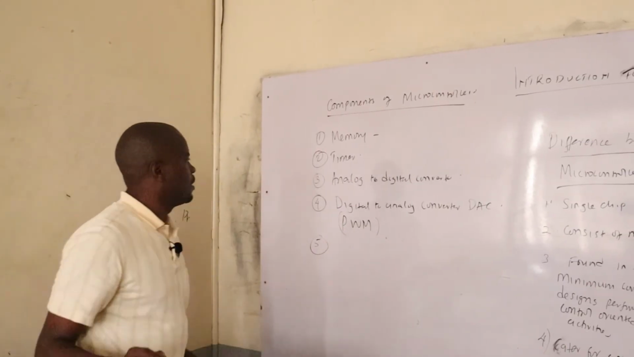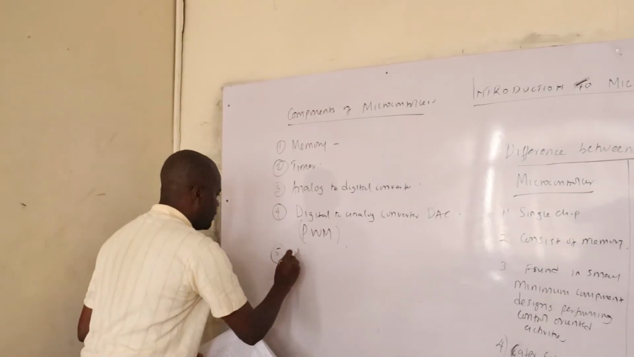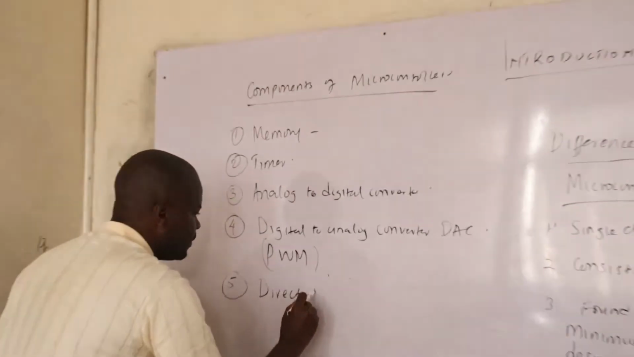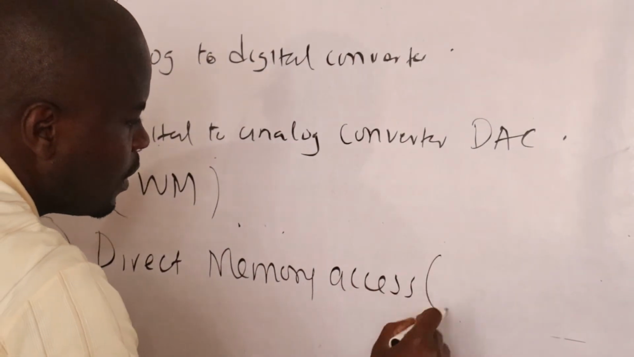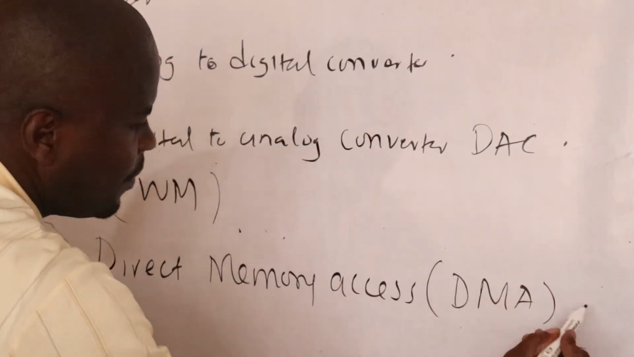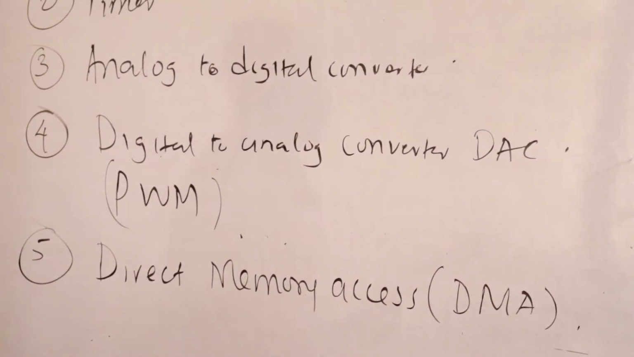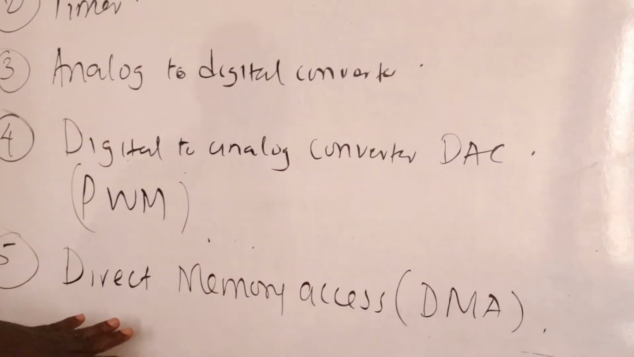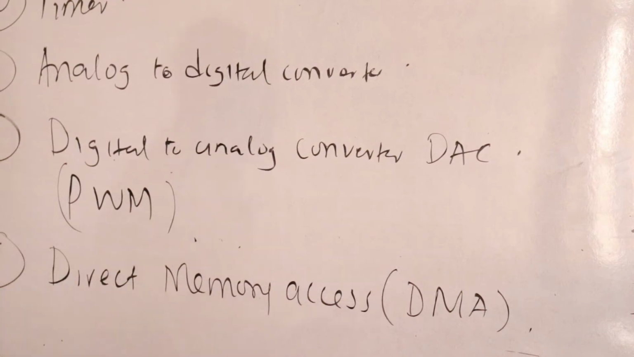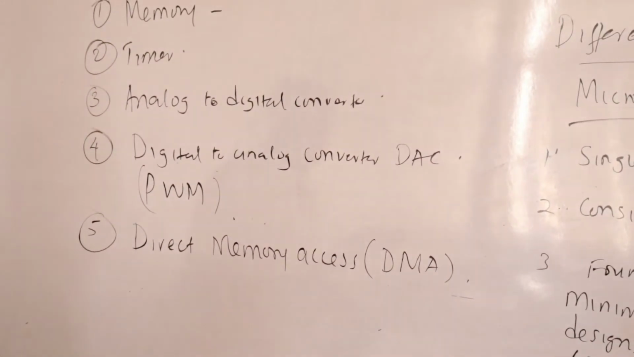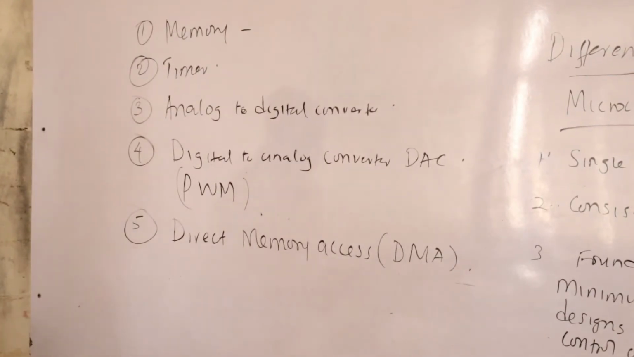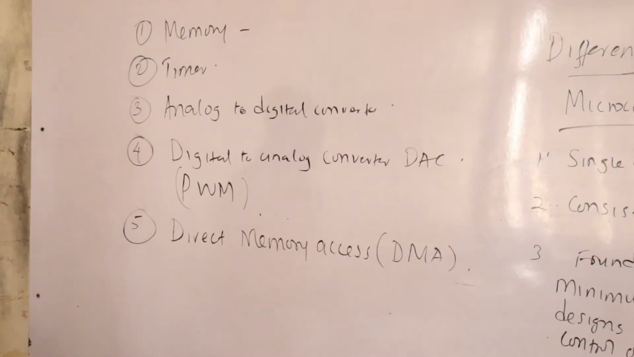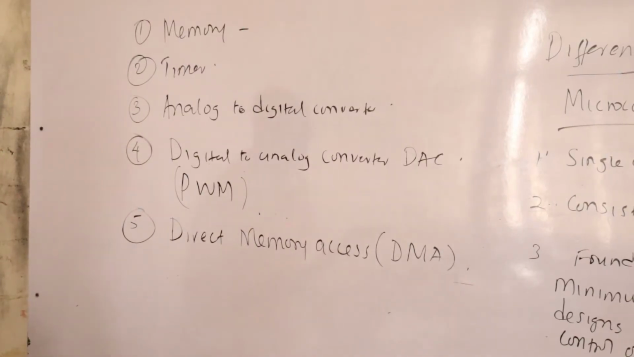Another component that we can talk about is DMA, that is direct memory access. The main work of the DMA is to speed up data transfer. When communication is taking place, the data is controlled by an external device.